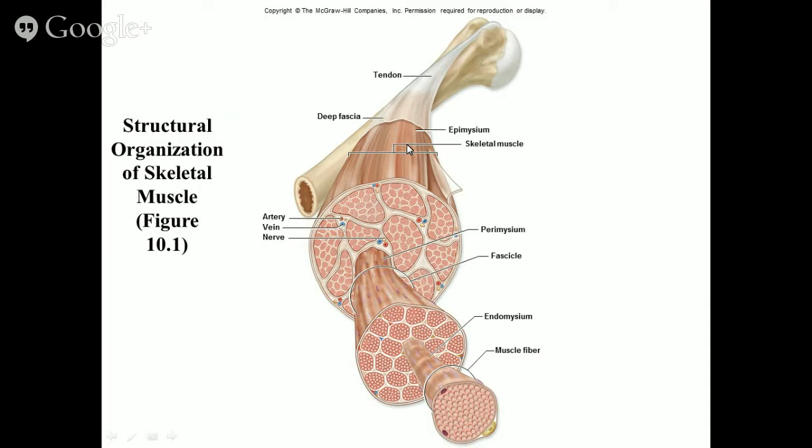And notice that the skeletal muscle is wrapped up in deep fascia, which then becomes the tendon, along with the other three layers: epimysium, perimysium, endomysium. All three of those layers merge along with the deep fascia and become the tendon. And then the tendon attaches the muscle to the bone.